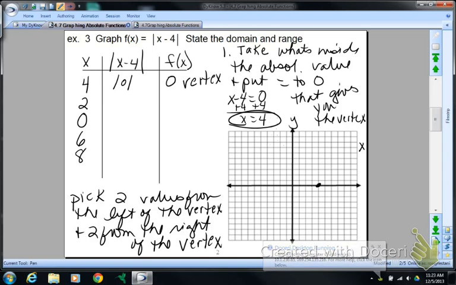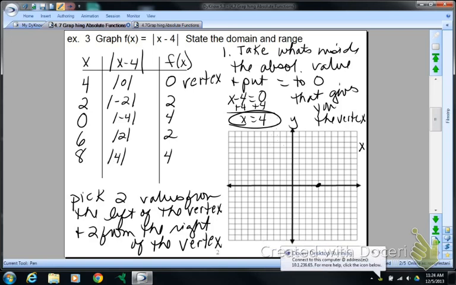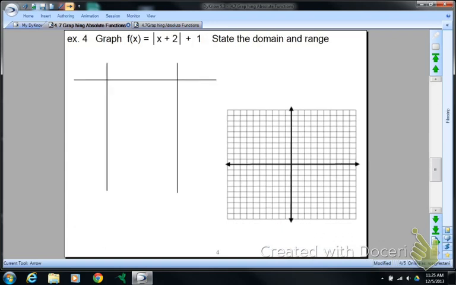Now finish the table. Okay, so when I picked 2, I get a 2. When I pick 0, 4. Check your table. Is that what your table is? Now let's plot these points. Okay, I plot the points and then I make my V. Now I have a V, where earlier I did not have a V.